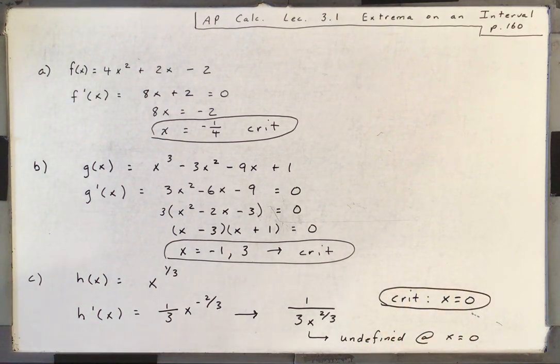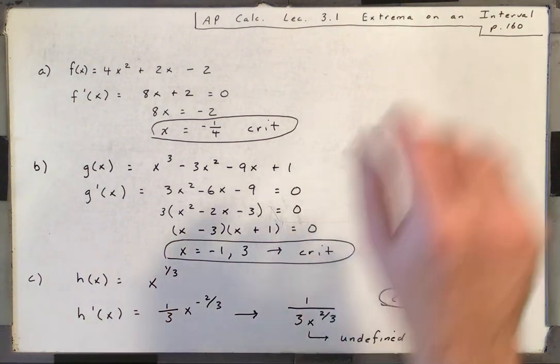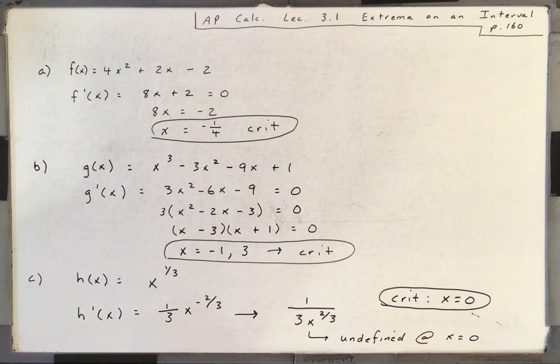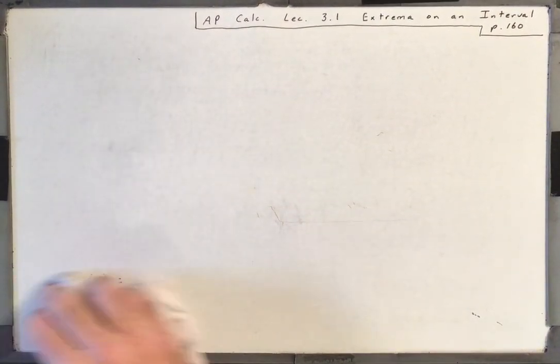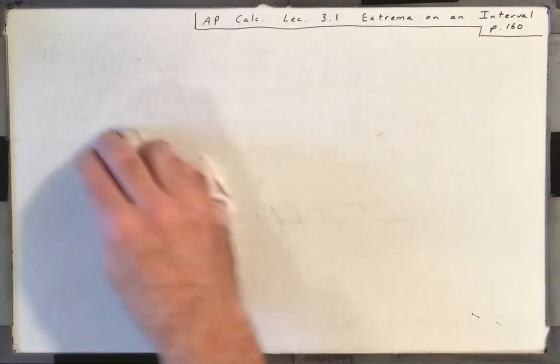So again, critical points are where you set the derivative equal to 0 and solve, but if it can't ever be 0, it's possible that it could be undefined at some point, and you need to figure that out, and that's a critical point. All right, I will erase this, and we can go on to page 2 of your notes.